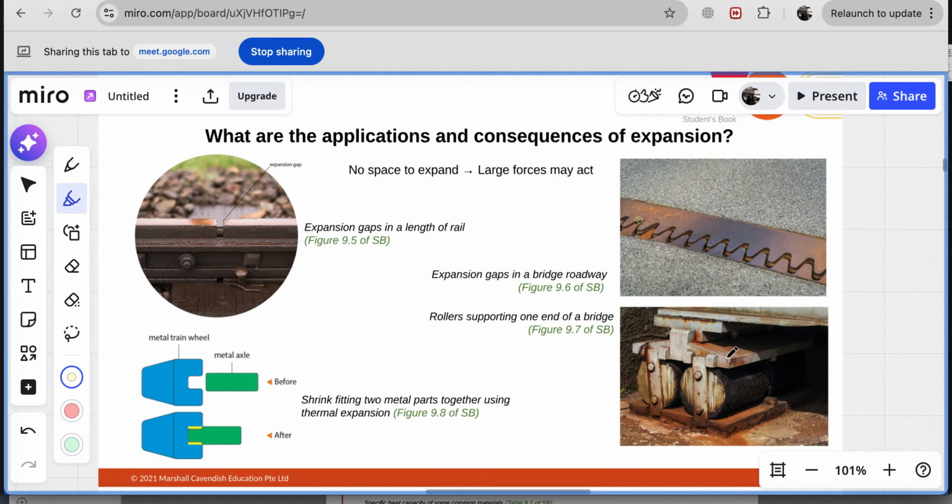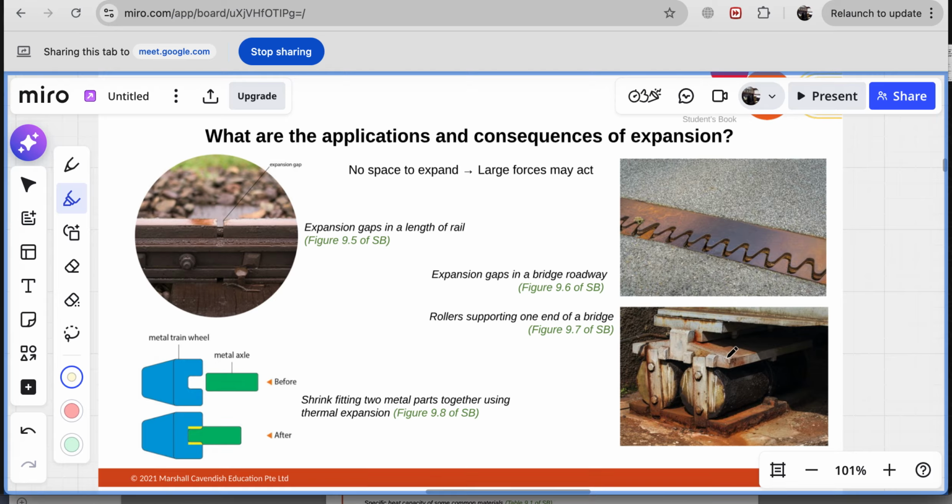Now let's take a look at this expansion we mentioned in railway, in bridges, and in shrink fittings. He has given us questions. He says: explain the application and consequences of expansion in railway. Okay, just a question for us to look at.